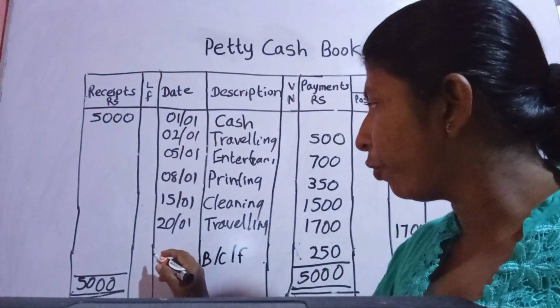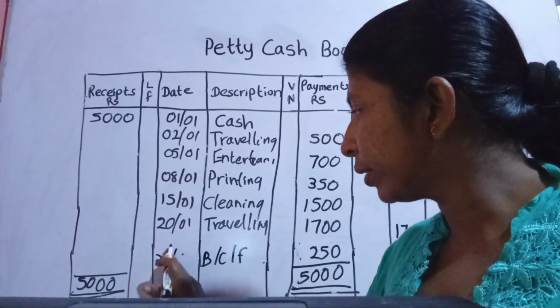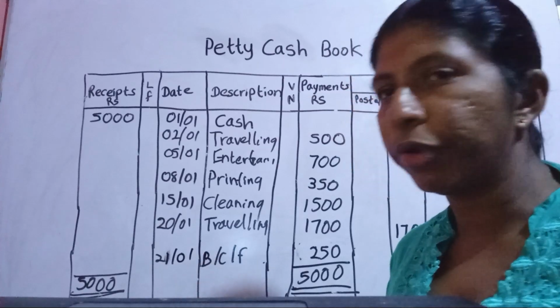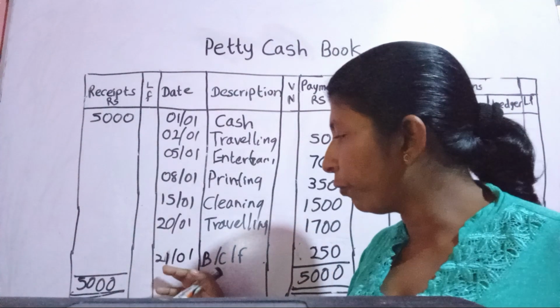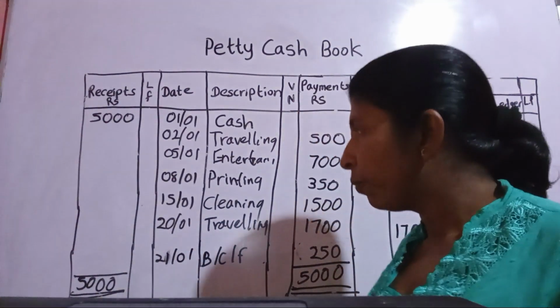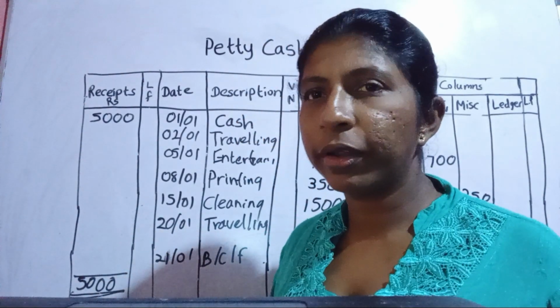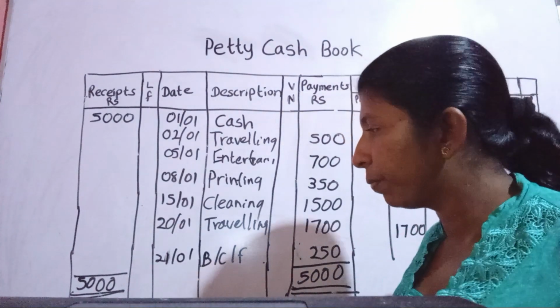This 250 we have right here. Balance carried forward. The date is 21st January. I have taken it as 21st January. Therefore, we write here 21st January, balance carried forward. For the debit side, that means for the receipts column, we have to take this balance brought forward.